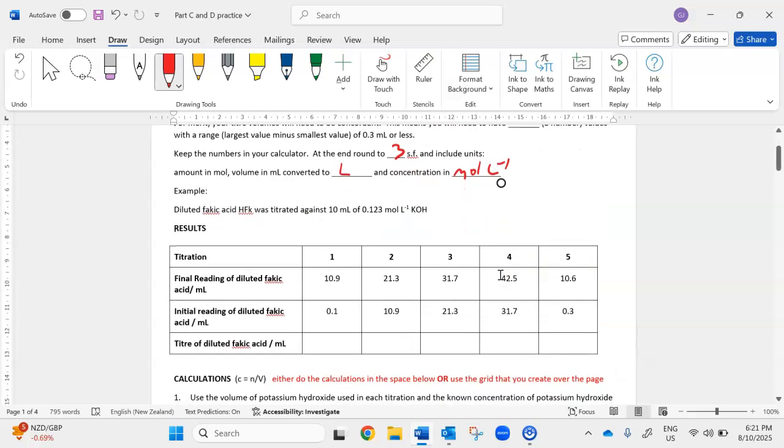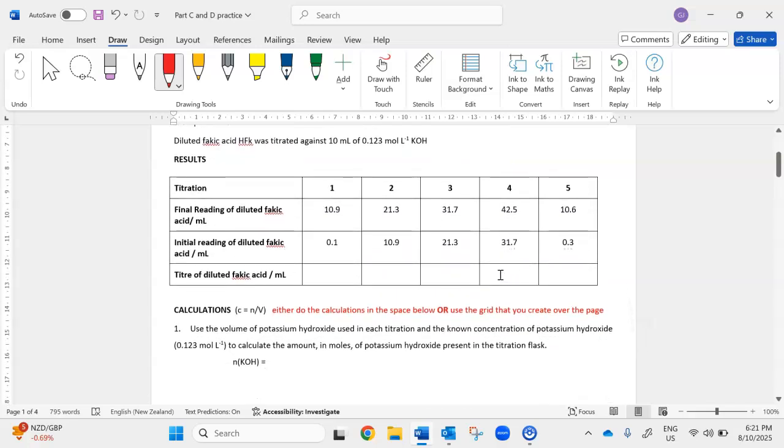For example, diluted phosphoric acid, HFK, was titrated against 10 millilitres of 0.123 moles per litre potassium hydroxide. So the first thing we do is to work out the titre volumes by subtracting the initial reading of the burette from the final reading. So 10.9 minus 0.1 is, of course, 10.8. 21.3 minus 10.9 is 10.4. 31.7 minus 21.3, 10.4.